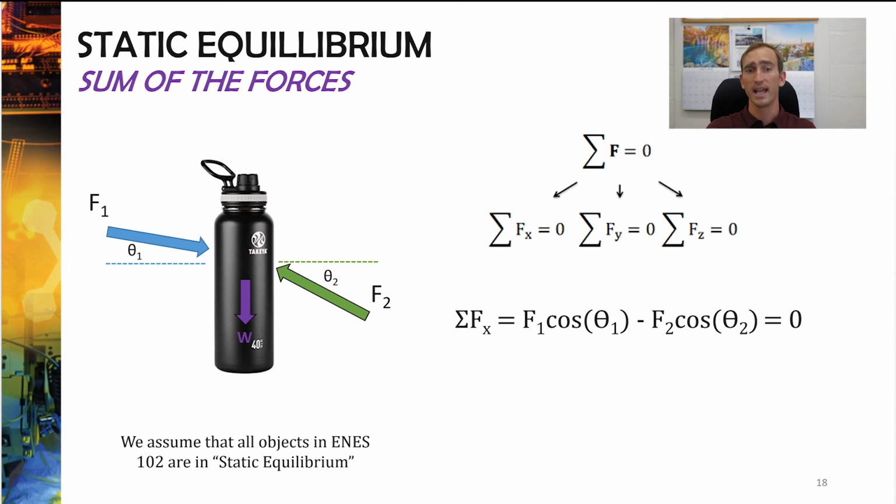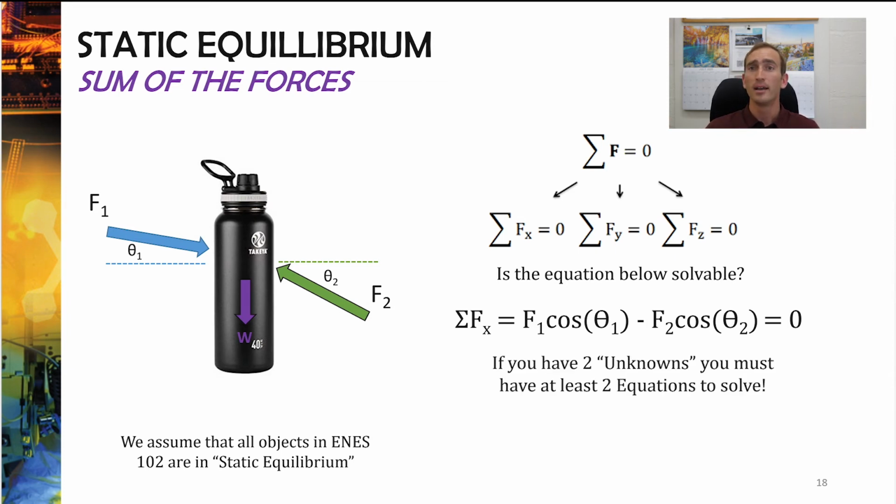If we sum the forces in the x, we would see the following: F1 cosine theta 1 minus F2 cosine theta 2. Unfortunately, that equation is not solvable. We have one equation, but we have two unknowns. As a result, we can't do anything with that. We need to write another equation.